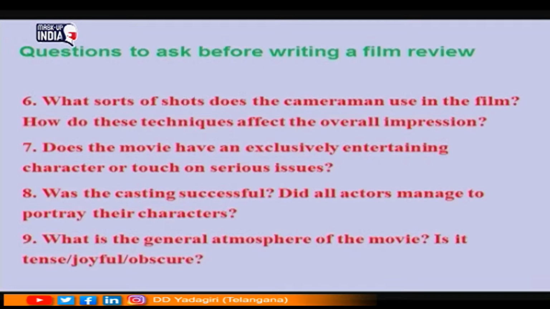And coming to the next one, what sort of shots does the cameraman use in the film? How do these techniques affect the overall impression? Does the movie have an exclusively entertaining character or touch on serious issues? Was the casting successful? Did all the actors manage to portray their characters? What is the general atmosphere of the movie? Is it tense, joyful, or obscure?